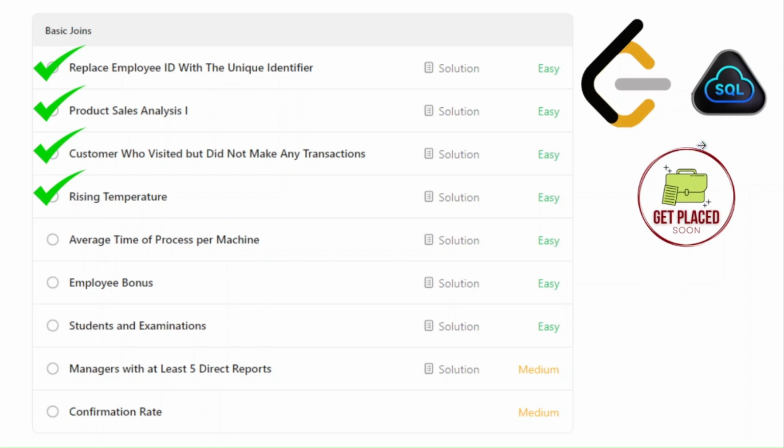In the previous episodes, we have completed solving problems on the select topic and have also completed solving 4 problems on the topic basic joins. We have also learned a lot of SQL concepts in those episodes.